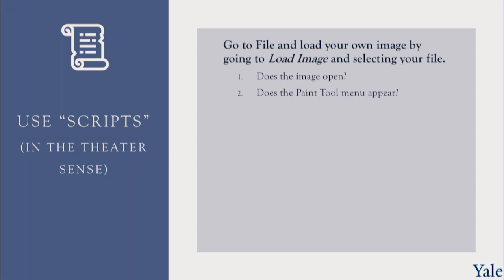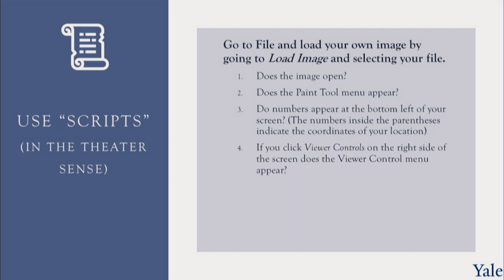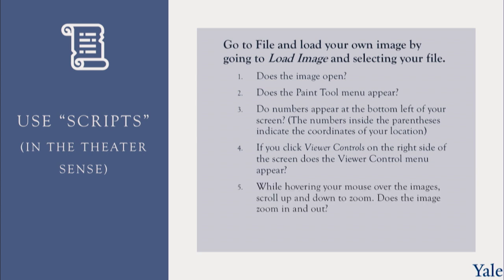Does the Paint Tool menu appear? Now that you have an image, maybe the Paint Tool appears. Do numbers appear at the bottom left on your screen? These numbers inside the parentheses indicate the coordinates of your location. If you click Viewer Control on the right side of the screen, does a Viewer Control menu appear? And these are just steps that we ask the user to follow as we go through the process. And often they fill in a spreadsheet with yes, no, and we collate them on different platforms on different days to make sure nothing fails.